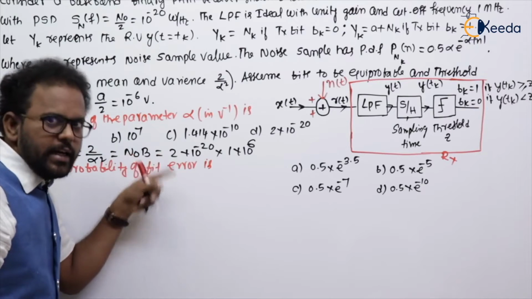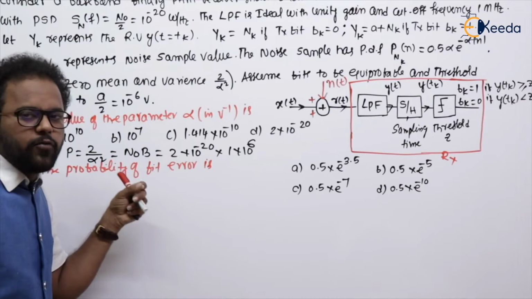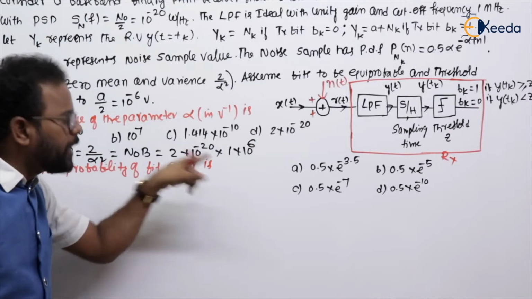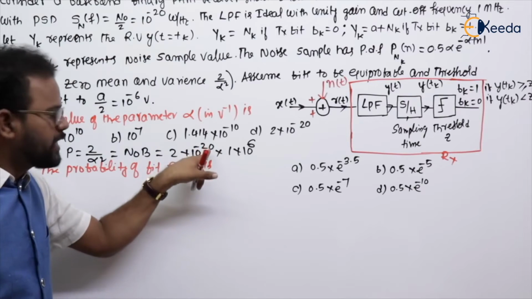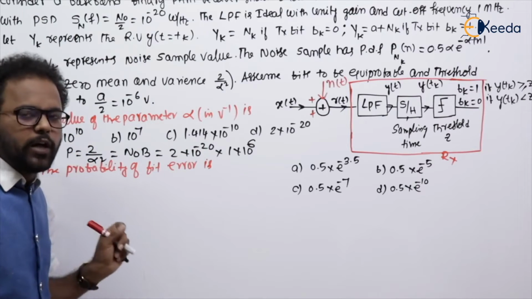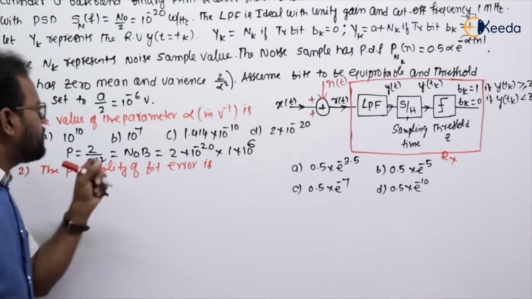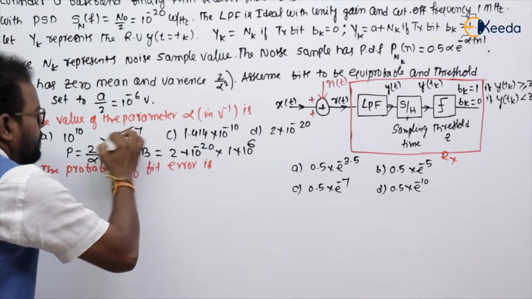2 cancelled. Reverse the fraction. So alpha square will be 10 power plus 14, because minus 14 reversed. Root of 10 power 14 is 10 power 7. So option B.